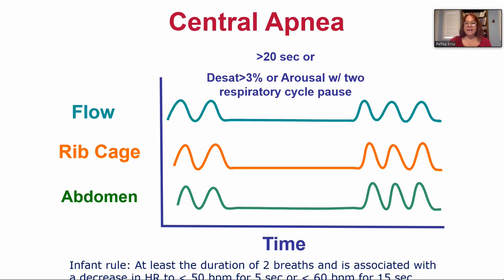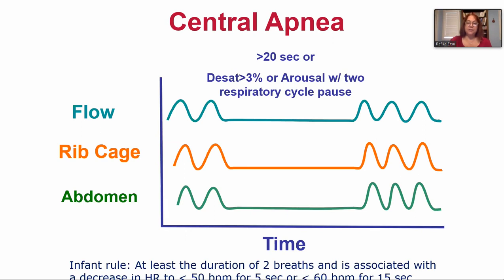So the desaturation of 3% is accepted in children. In adults, it's 4% or 3%. In children, it was initially like that, and then we went back to 3%. And there was a question yesterday about oximetry. Oximetry studies unfortunately used 4%, so it's not consistent, but with polysomnography, we use 3%. Or an arousal, because these are physiological consequences.